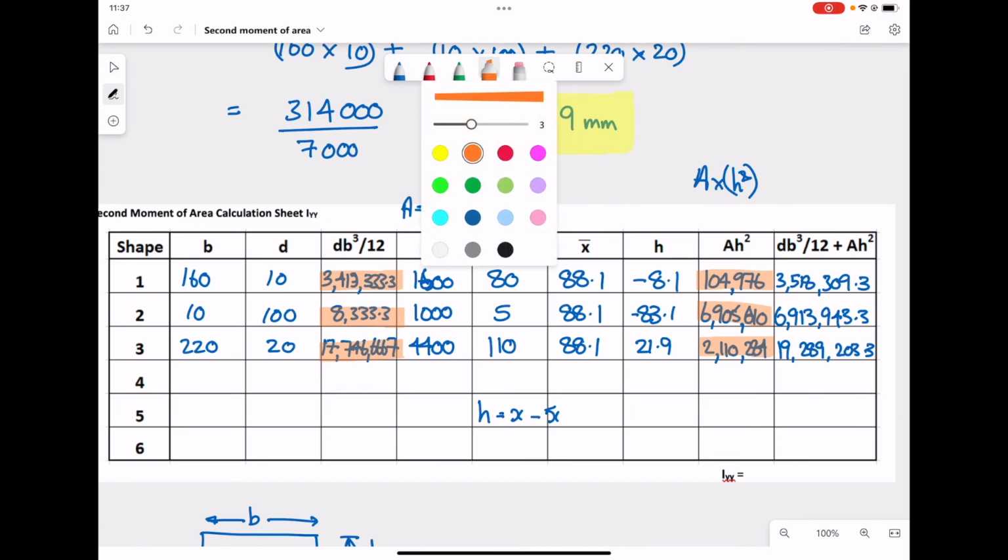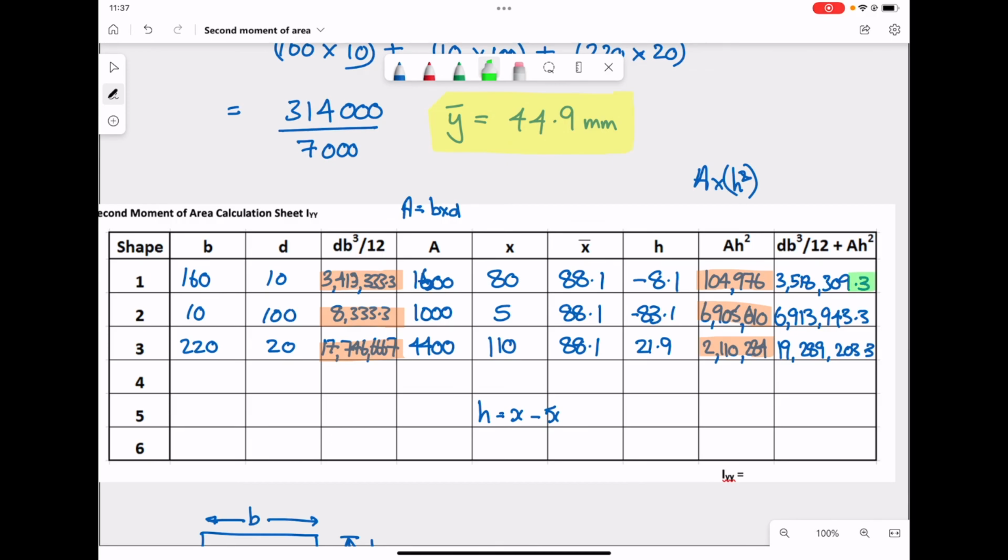Then to work out the overall second moment of area, we add up the values in that last column, taking our three values highlighted in green. Adding them together, we get a total second moment of area for Iyy of 30,289,203.3. Dimensions given in millimeters, so the units for second moment of area will be millimeters to the power 4, or writing it in a shortened form, the second moment of area will be 30.289 times 10 to the 6 millimeters to the 4.